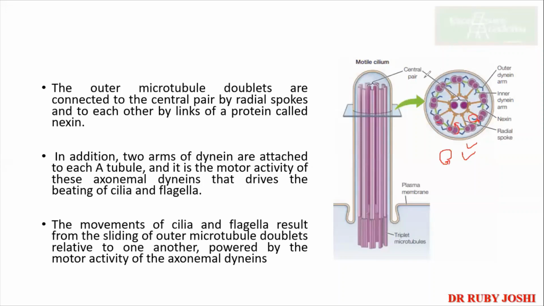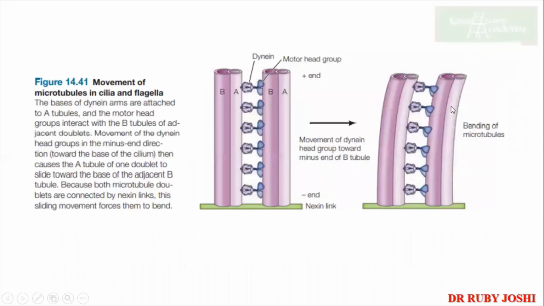Okay, I guess I'll show the video. So you can see A, B, okay? So dynein is present. The motor head group is towards the B. Now when the dynein head group moves towards the minus end of B, what is happening? It is moving, and because of that everything is moving, so they are getting bent. So this bending of the microtubules will result in the sliding of the microtubules. Are you able to imagine how it is happening?